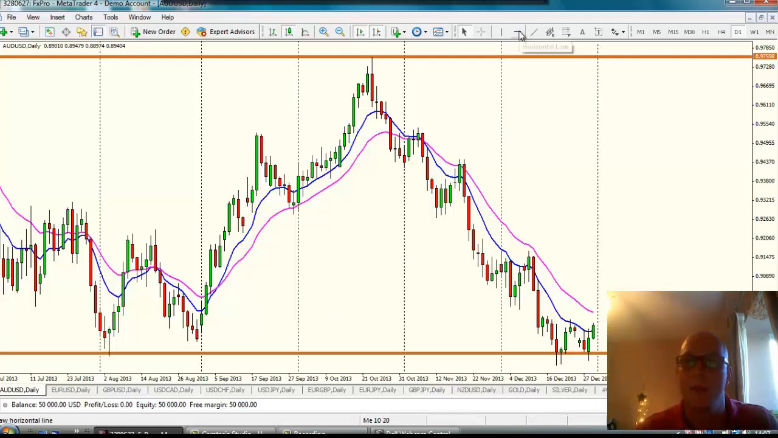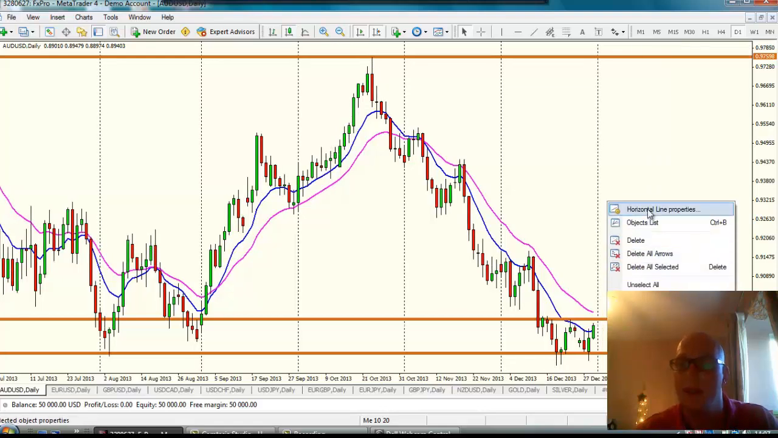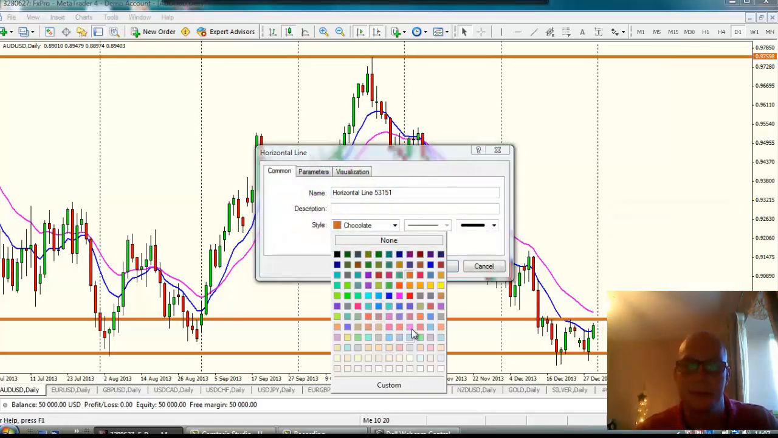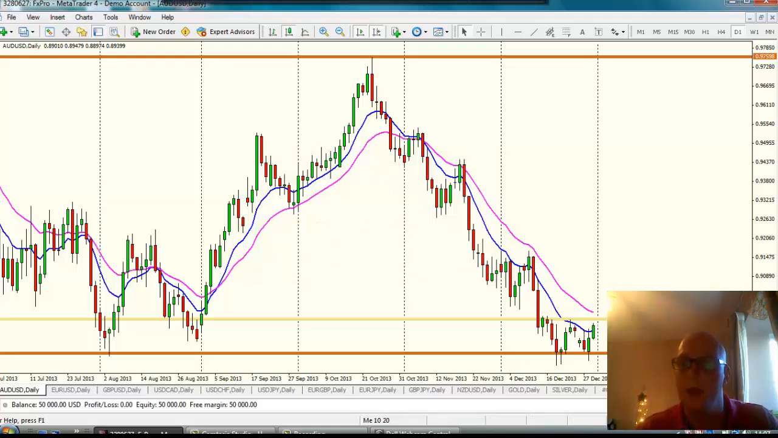Then I will mark with a different coloured line some key levels, or what I consider key levels, on the daily time frame, but in a different colour, just so that I know what levels came from what time frame. The chocolate coloured ones are from the weekly, the khaki coloured are from the daily.